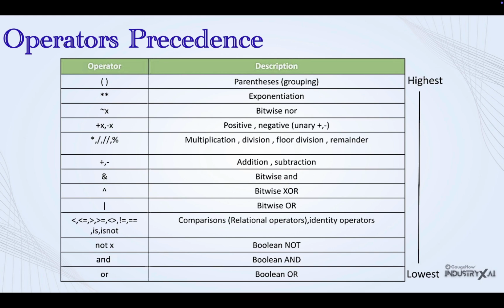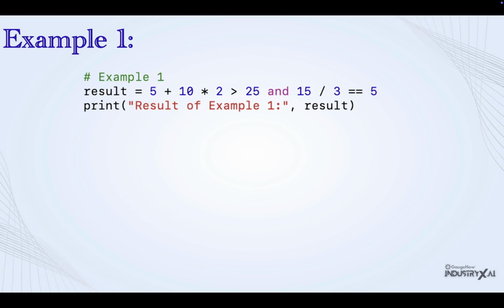Let us understand this precedence with an example. So we will go to the first example. Here you can see that the expression is provided and the answer is stored in the result variable. So here result equals 5 plus 10 into 2 greater than 25 and 15 divided by 3 equal 5. Multiple operators are combined with the values, so to get the output for this expression, we must follow the operator precedence.